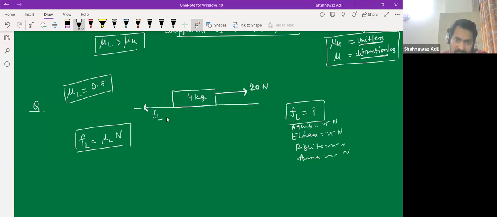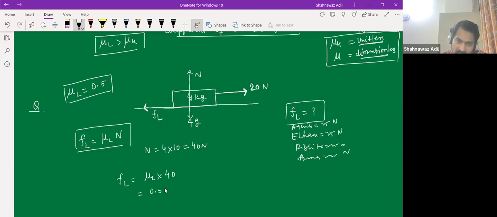Good. So this is FL, right? And this is normal reaction. And this would be equal to what? This would be equal to this, right? Mg, which is 4g. So N is 4g, which is 10, which is 40 Newton, right? And FL is mu L, and this is 40. So which means that mu L is how much? 0.5 and 40.